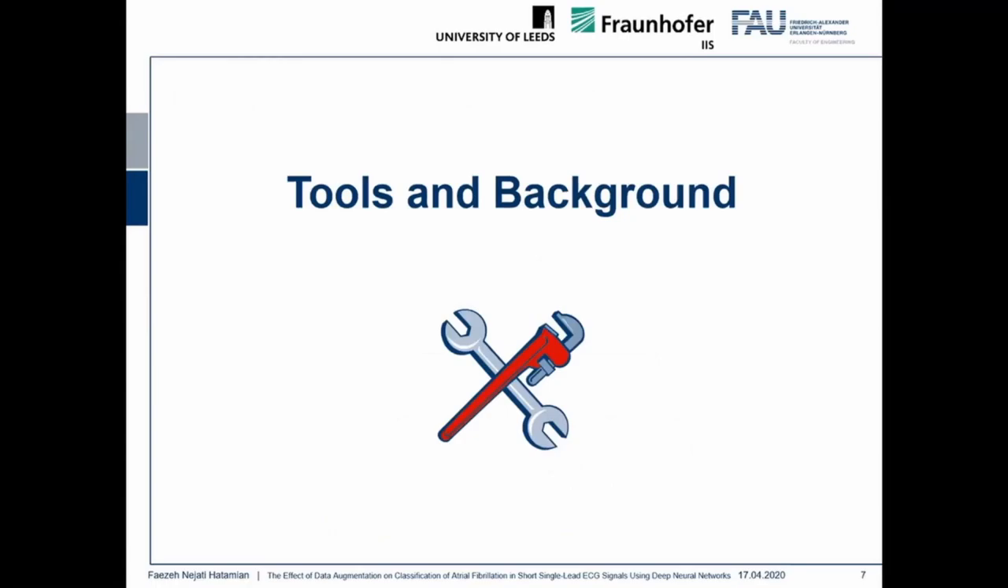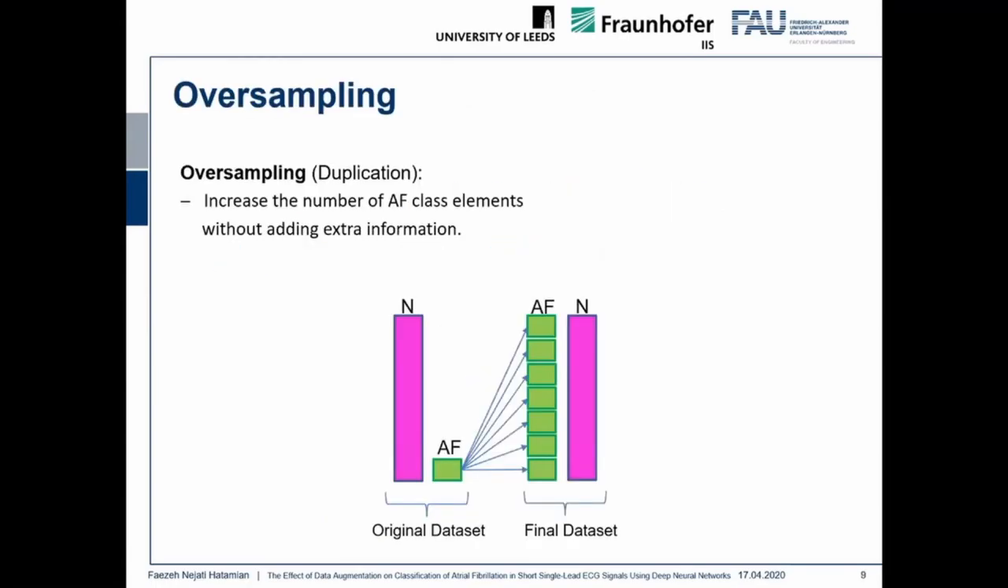Now let's see which tools we used to balance our classes. The first thing that came to our mind was oversampling, which was nothing else but duplicating the minority class as many times as required until the equalization of both classes. This way we could balance both classes, but basically we were not adding extra information to the data set.